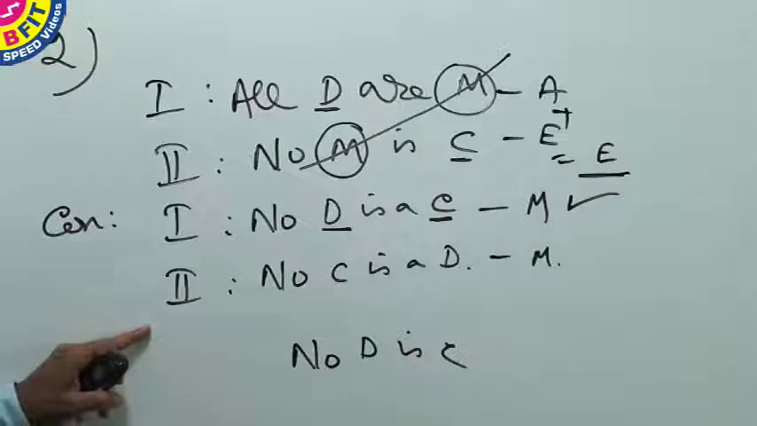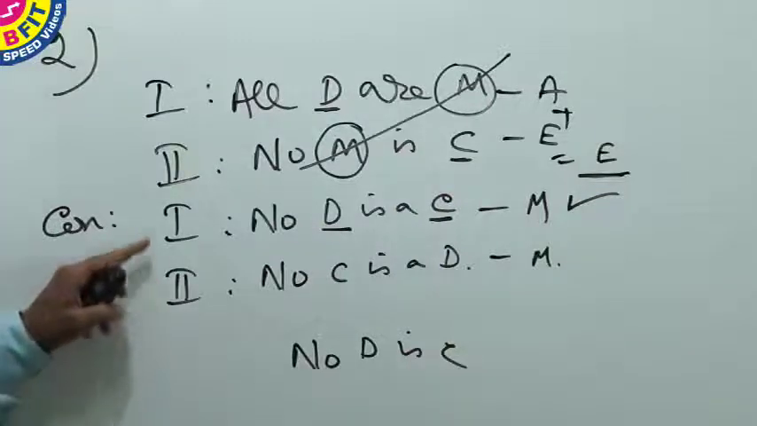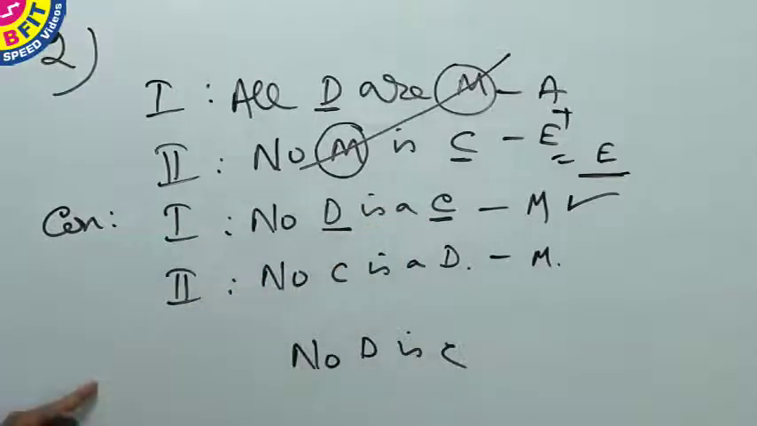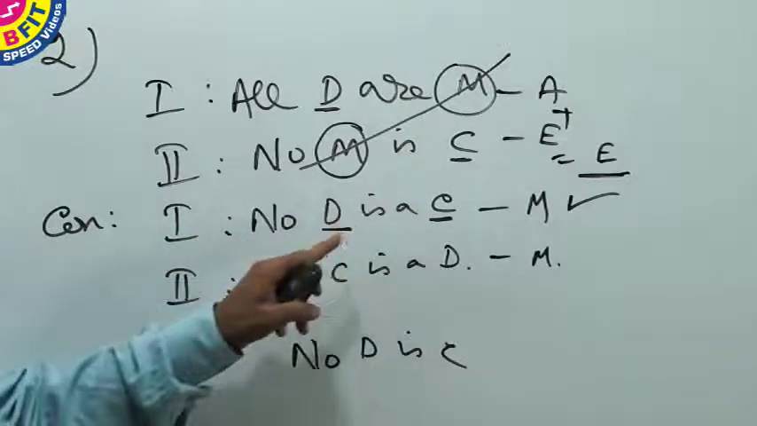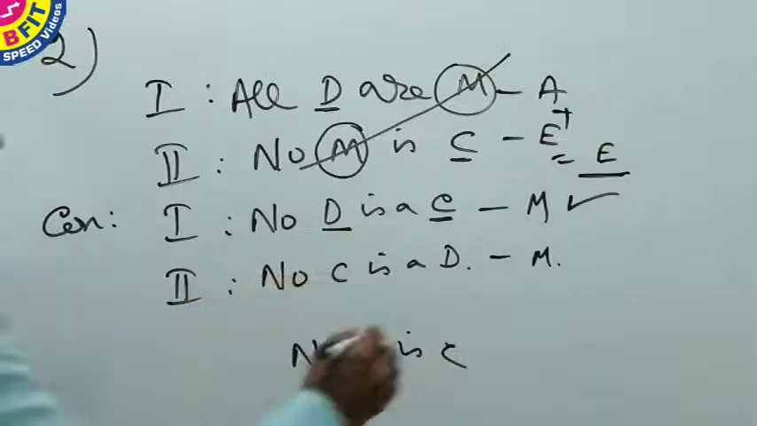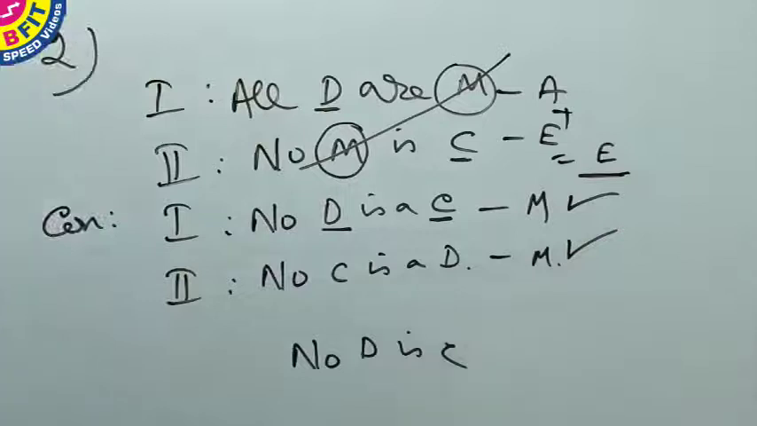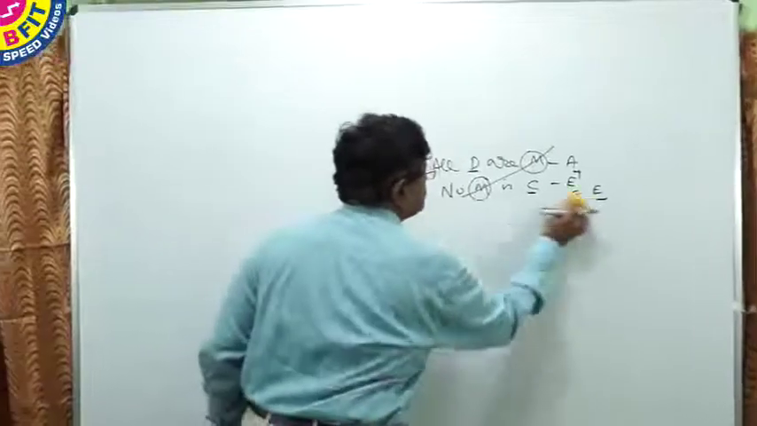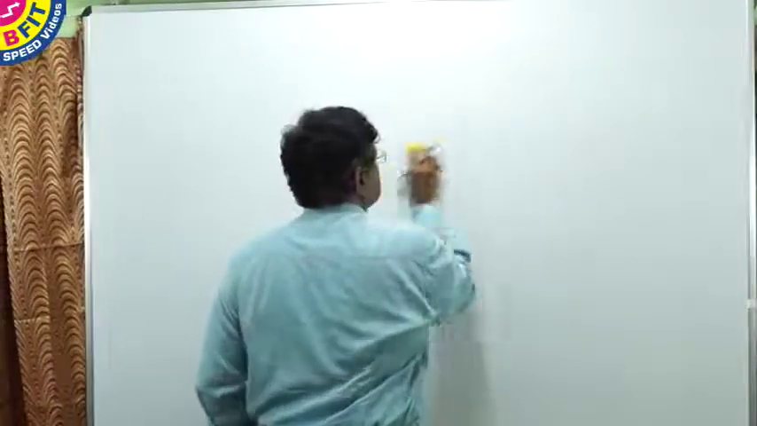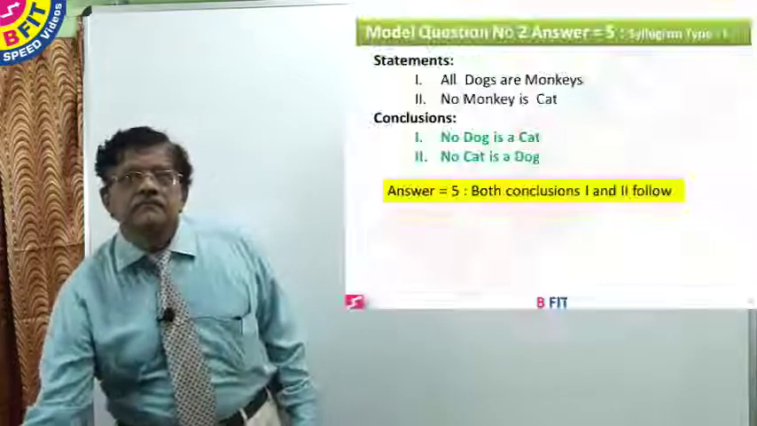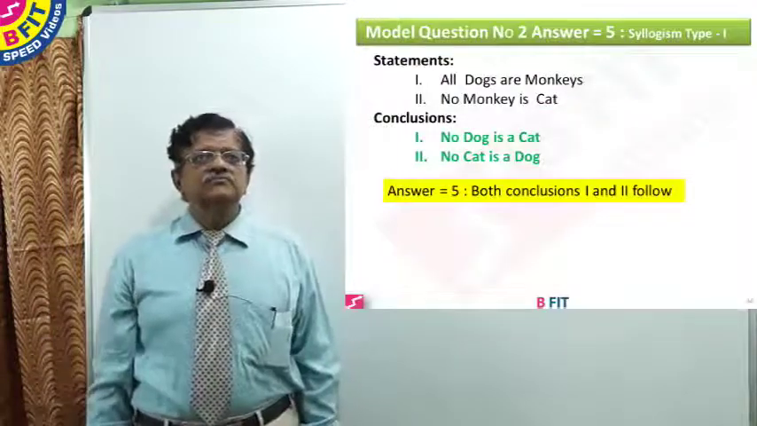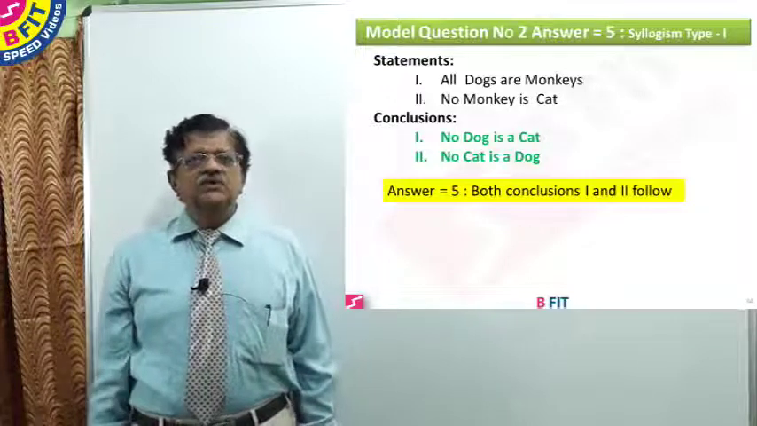Coming to conclusion 2. Conclusion 2 is nothing but the converse of conclusion 1, which we have found to be true. No D is C, and the converse of it is no C is D. Therefore both are true. So for this question, both conclusions 1 and 2 follow. Therefore the answer is 5. For question number 2, the answer is 5. Both conclusions 1 and 2 follow.